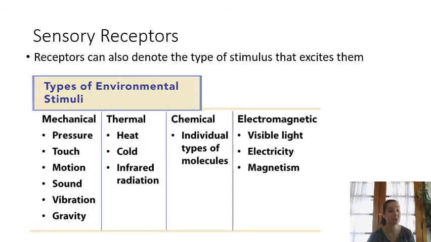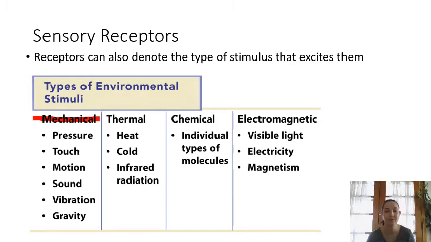Okay, so there are a whole bunch of different types of sensory receptors that we can classify based on the type of stimulus that triggers an action potential. Mechanical receptors mean that we have to put pressure on them, touch them, or move them. Some sort of sound wave, a vibration, or even just gravity will trigger them. All of those are mechanical sensations that will trigger the beginning of an action potential, and then that action potential will be sent to the brain to interpret.